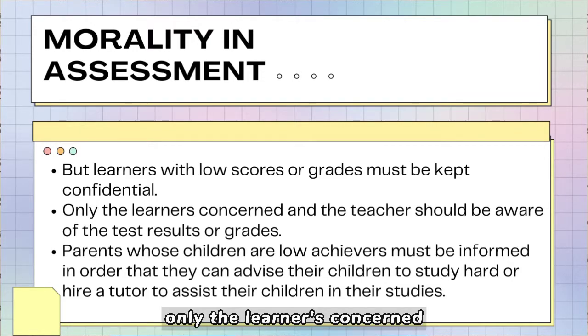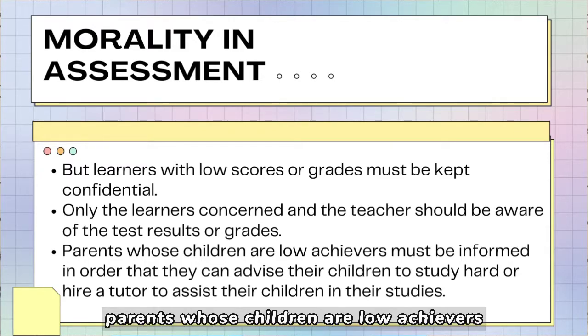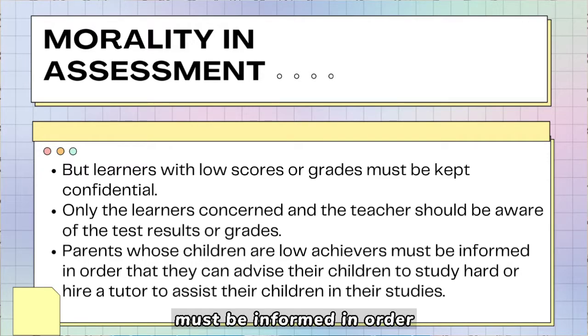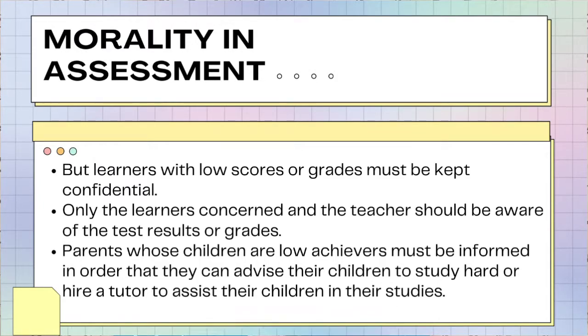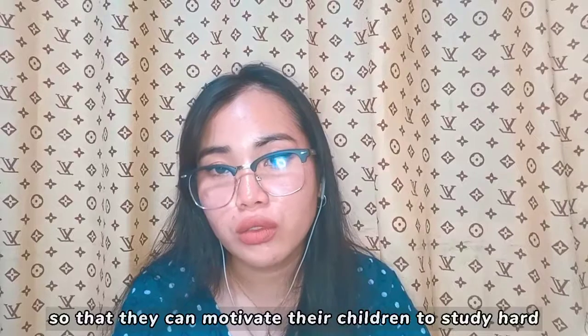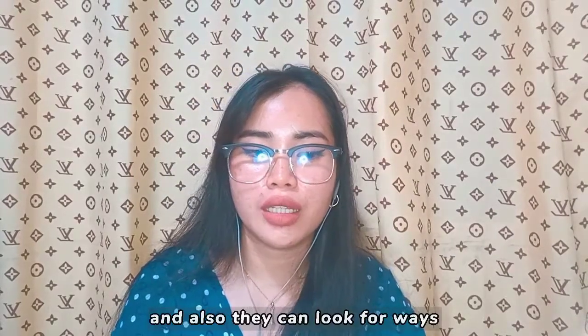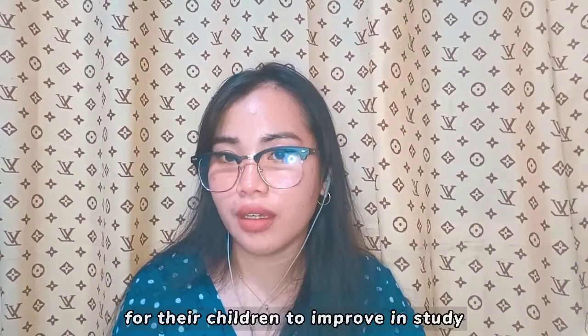Only the learners concerned and the teacher should be aware of the test results or grades. Parents whose children are low achievers must be informed in order that they can advise their children to study hard or hire a tutor to assist their children in their studies. So as a teacher, you should call the parents of these learners who achieved low grades or low scores so that they can motivate their children to study hard, and also look for ways such as finding a tutor for their children to improve in studying.